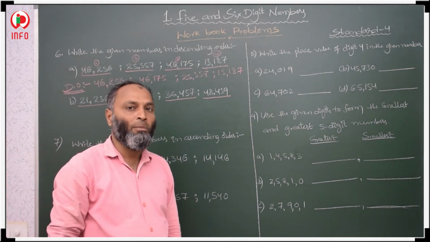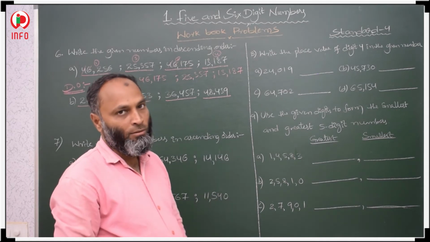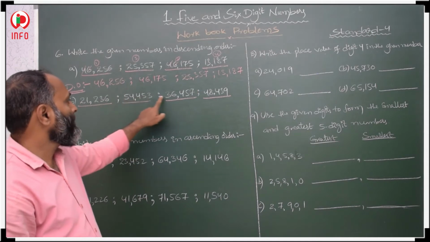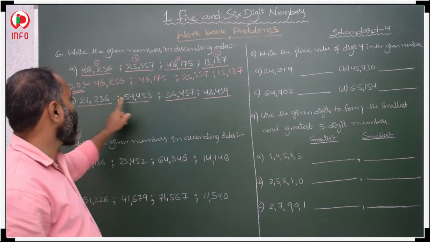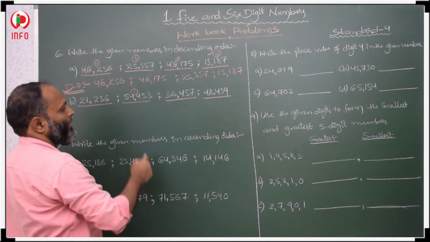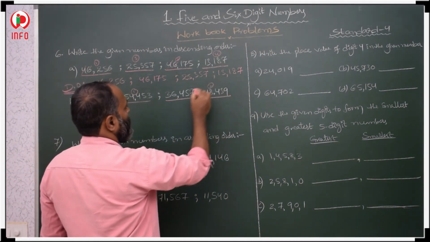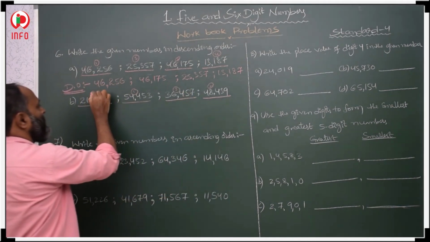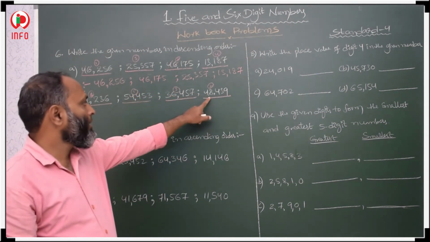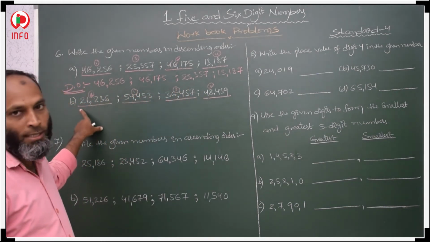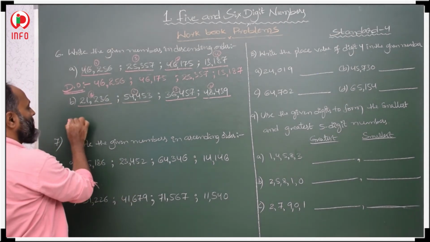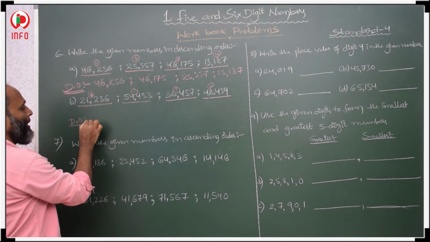Now we start our comparing from ten-thousands to the ones place. Now start from ten-thousands: 2, 5, 3, 4. Among 2, 5, 3, 4, 5 is larger. This is first. Then 4 is the second largest. Then 3 is the third largest. This is the fourth. This is smaller. This is larger, a little bit smaller, this is smaller, and this is the smallest. In this way we have to arrange in descending order. Descending means decreasing order we have to arrange.